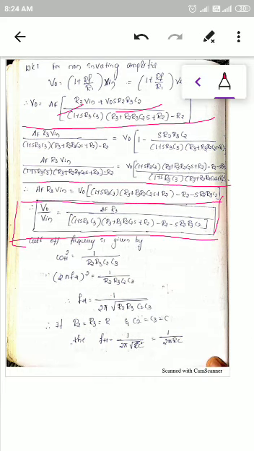Now the cutoff frequency is given by omega H square is equal to R2 R3 C2 C3. So omega H is nothing but 2 pi FH, and square is equal to R2 R3 C2 C3. Just simplify the equations to calculate the FH value. You will get FH is equal to 1 by 2 pi root of R2 R3 C2 C3.